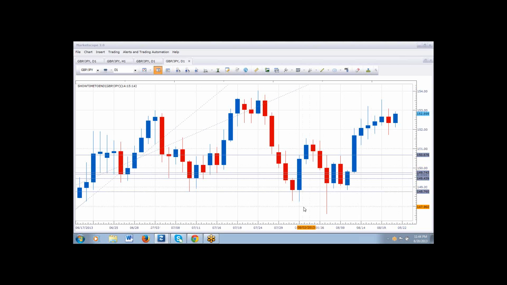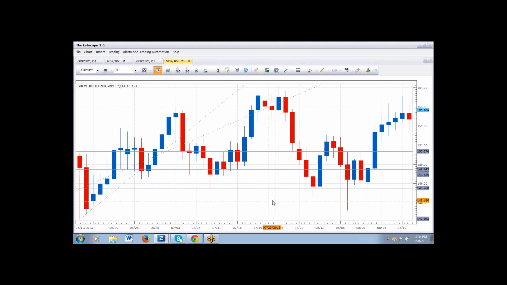All right, we can see here, what did the pound against the yen do within that moment? Created a spinning top. Stabilization. Spinning top, stabilization. Okay. Is it a level of demand or supply? Supply. Level of supply. Okay, great.